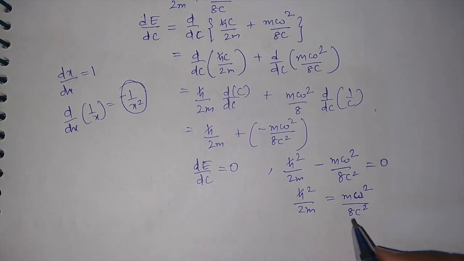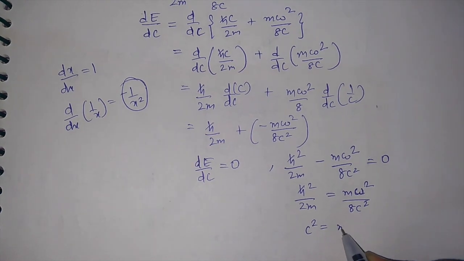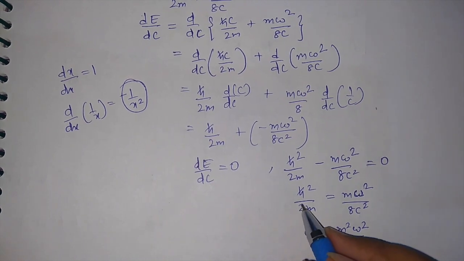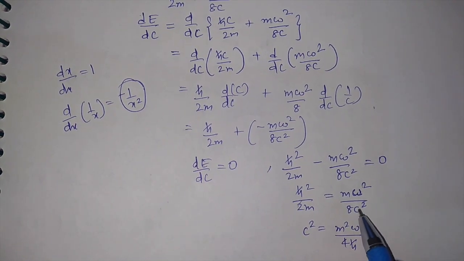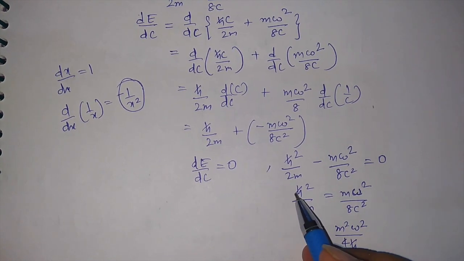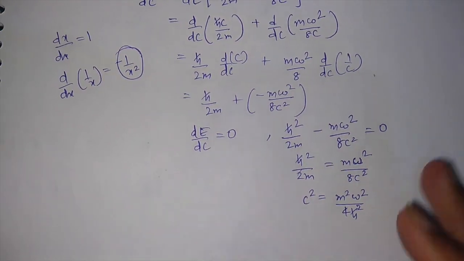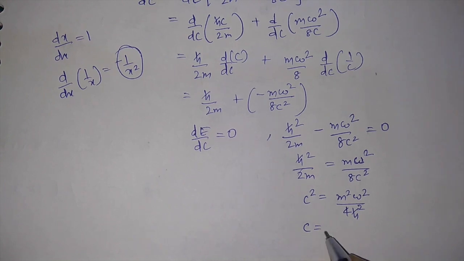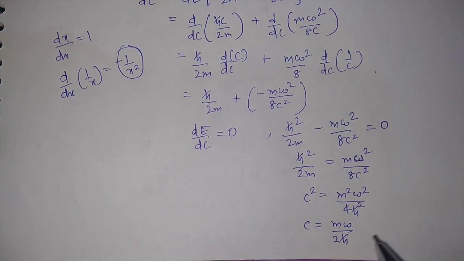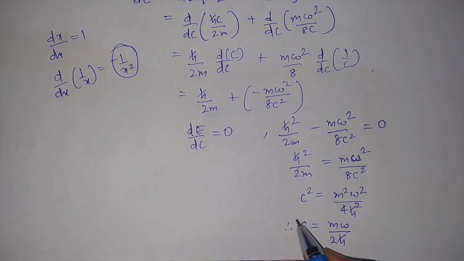Now you have to calculate the value of c. Just rearrange and you will find that c² equals m²ω²/4ħ², because the 2 will cancel out the 8, c² will come to that side, m will multiply with m to give m², ω² is already there, and ħ² will come downside. So the value of c will be equal to mω/2ħ. You will get two values, plus and minus, and you have to take the positive value. This is the value of c.